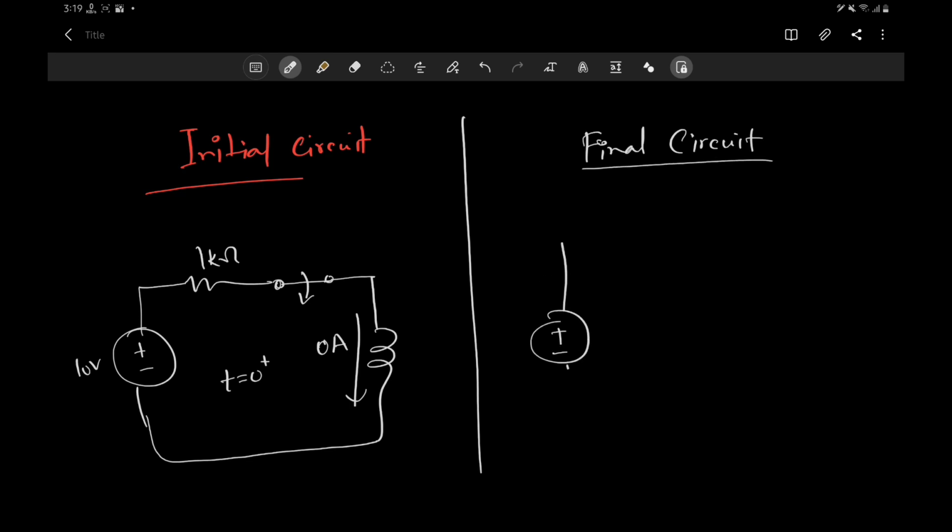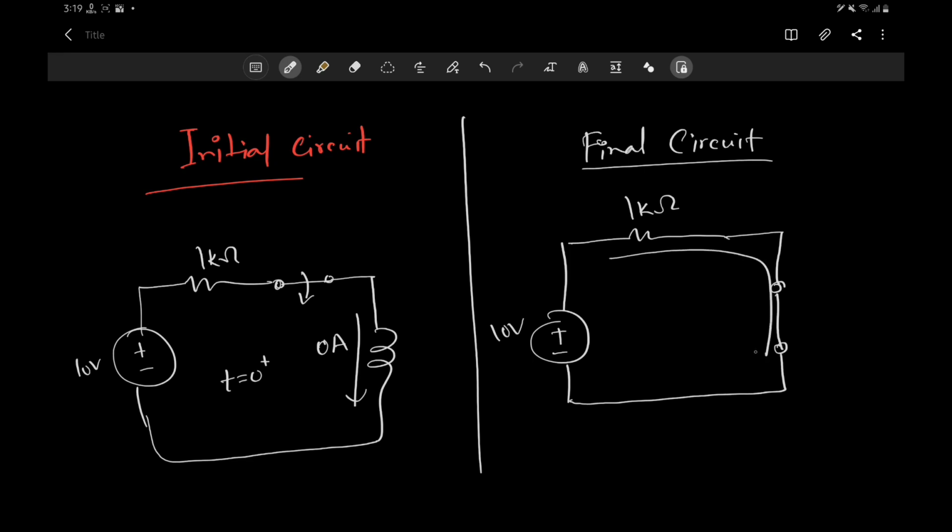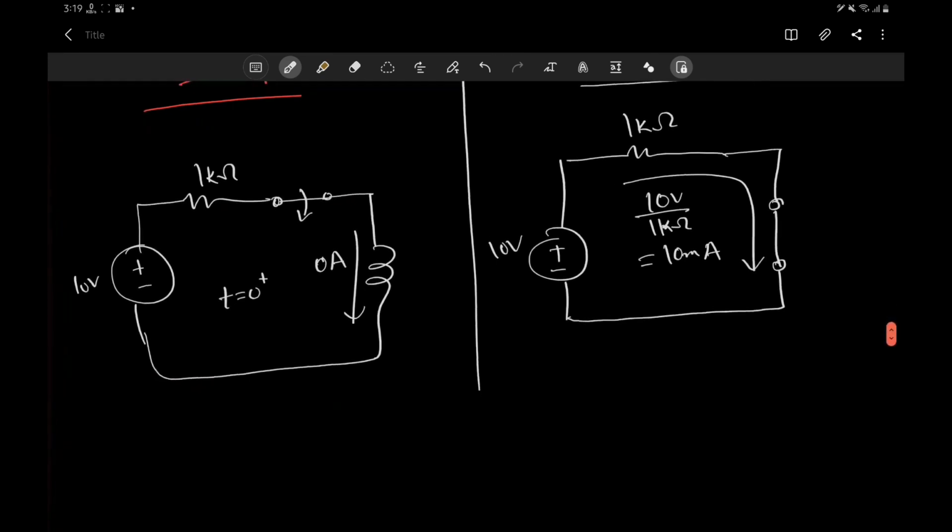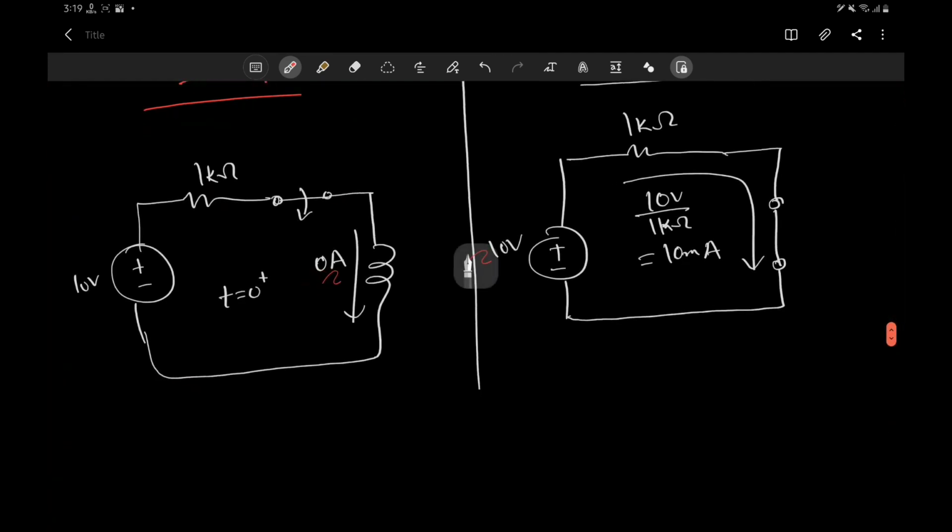But the final circuit will be something like this. The 10 volts, we have 1 kilo ohm here, and we have an inductor here, and like I have mentioned, an inductor basically becomes a short circuit. So the current here will be 10 volts divided by 1 kilo ohm, or 10 milliampere. Okay, so this is our final. So this is our initial current, and this is our final current.